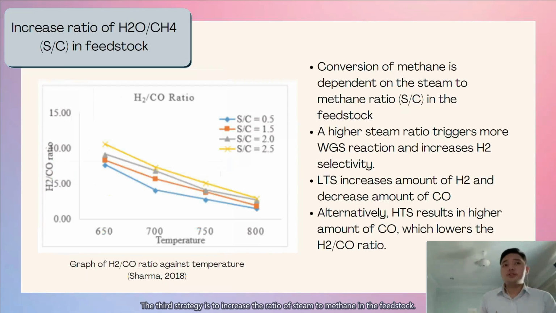The third strategy is to increase the ratio of steam to methane in the feedstock. The graphs show the relation of the reforming product, hydrogen to carbon monoxide, with temperature. As you can see, different hydrogen to carbon monoxide ratios are denoted by different colors. At a lower temperature region, a higher H2 to CO ratio is obtained. This is because in WGS, LTS is more favorable at low temperature, which increases the amount of hydrogen and decreases the amount of carbon monoxide. Alternatively, as the temperature increases, which denotes a high temperature shift, it results in a higher amount of carbon monoxide. Therefore, a lower H2 to CO ratio is obtained at higher temperature.